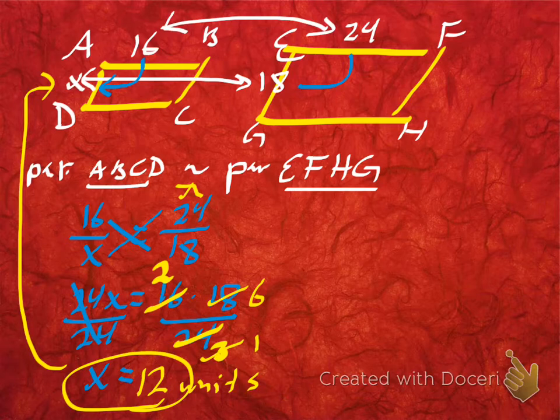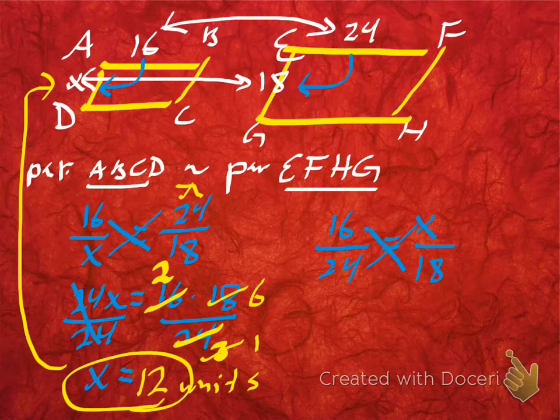Now, that's not the only way to set up a proportion for these two parallelograms. So let's look at another way to do it. Let's start with the top sides. This time let's look at the two top sides. So let's compare 16 to 24. That's the little top side to the big top side, and that's going to correspond to the little left side, which is x, to the big left side, which is 18.